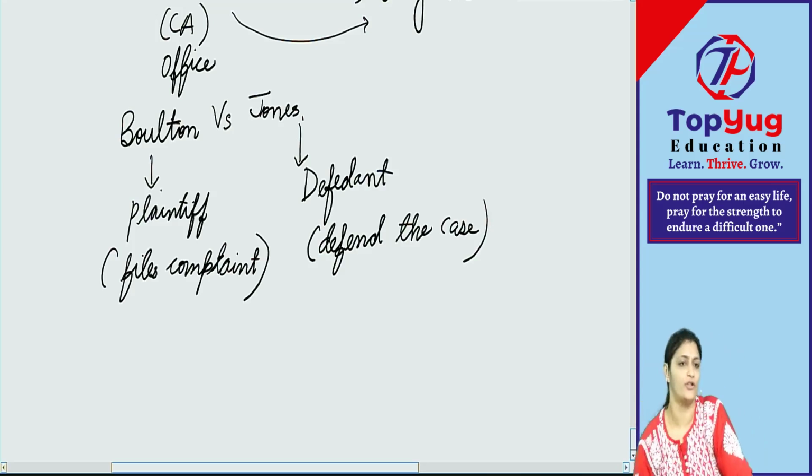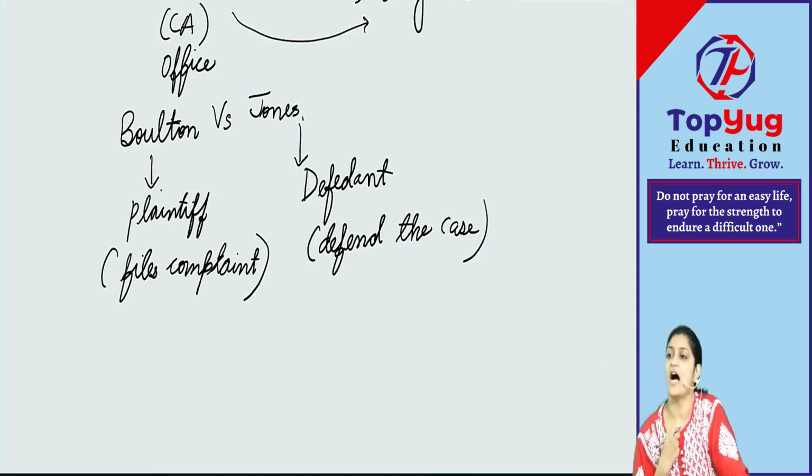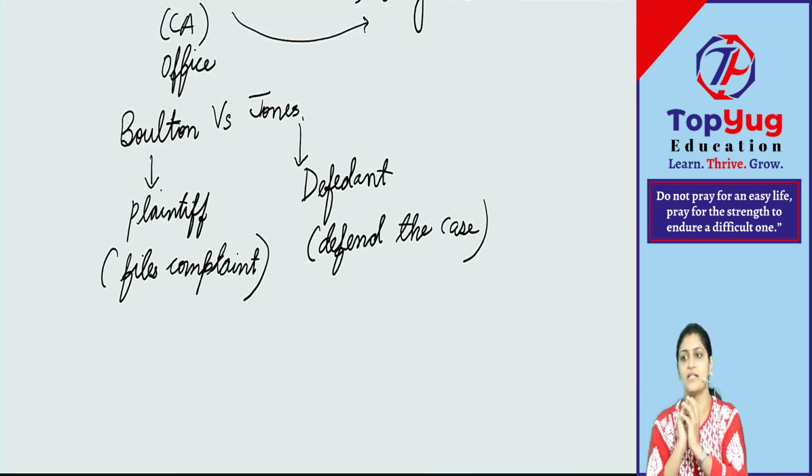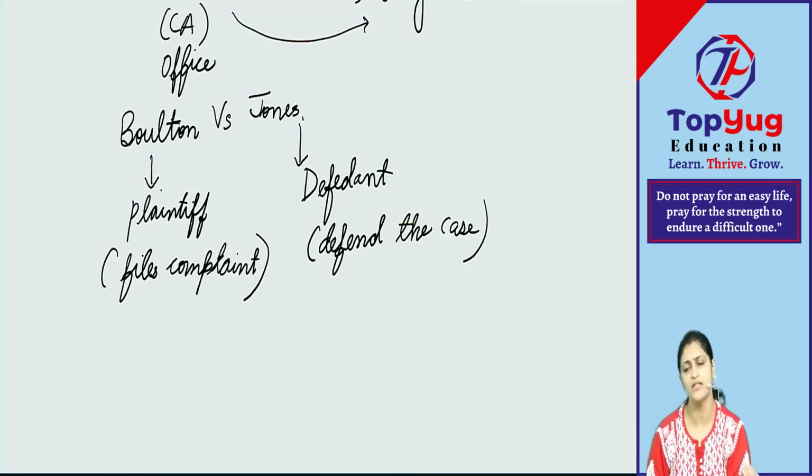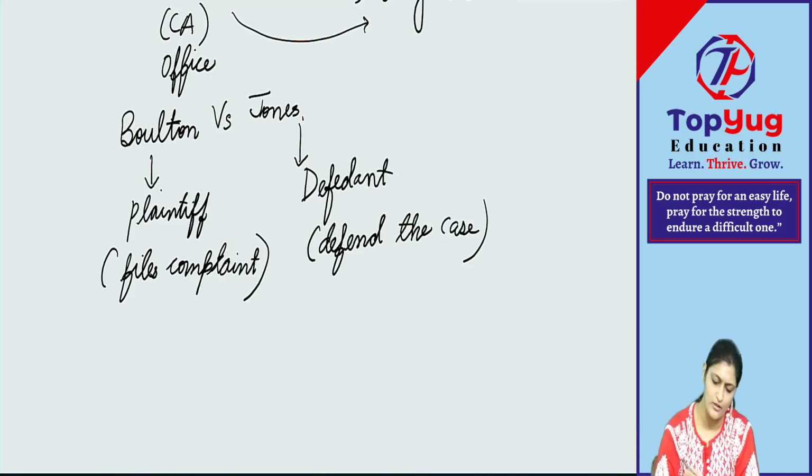I have a problem with you. I am going to court of law and I am filing a case against you. I am the plaintiff. Now you will say to the court of law, no, I did not do this, I am not at fault. If you say something in your defense, then you're known as what? Defendant. Got this point clear? Just for your information, I'm telling you. Okay, so plaintiff and defendant are two parties in the case.